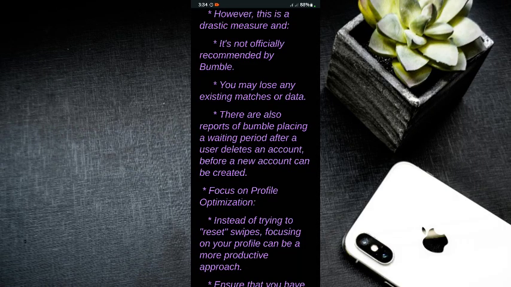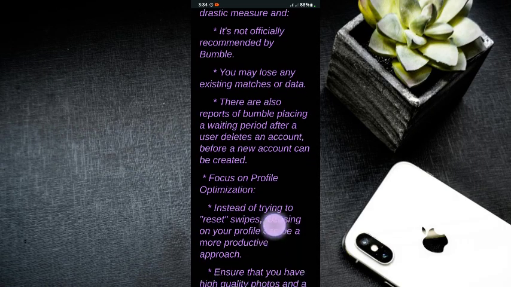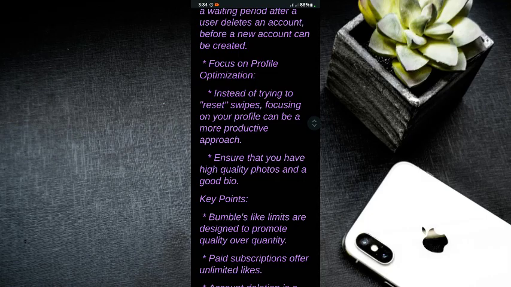So instead of trying to reset swipes, why don't you focus on your profile? That can be a more productive approach. Ensure that you have high quality photos and a good bio.